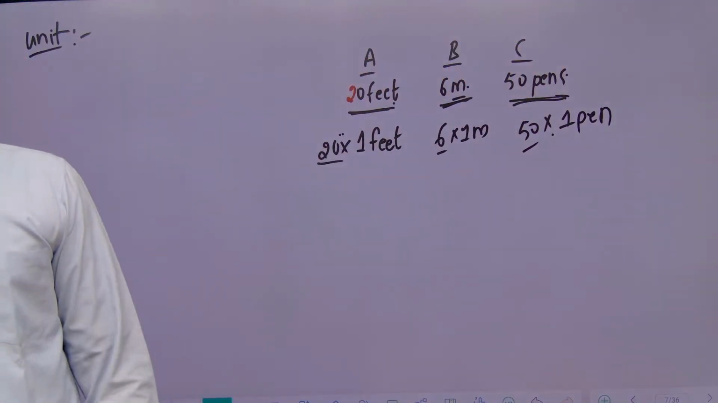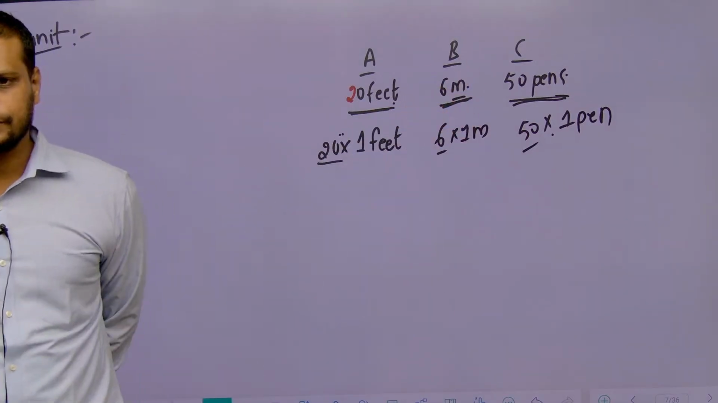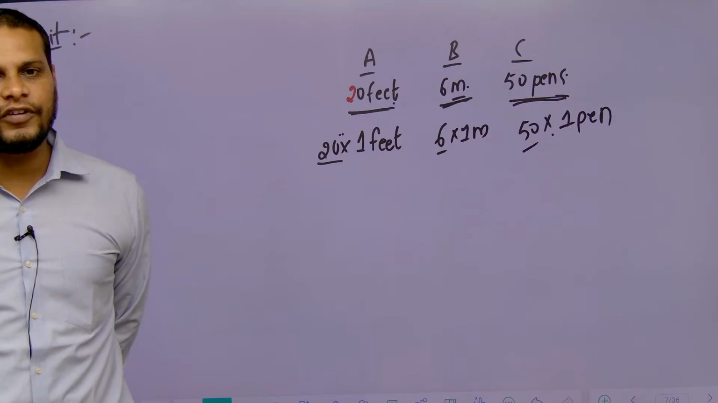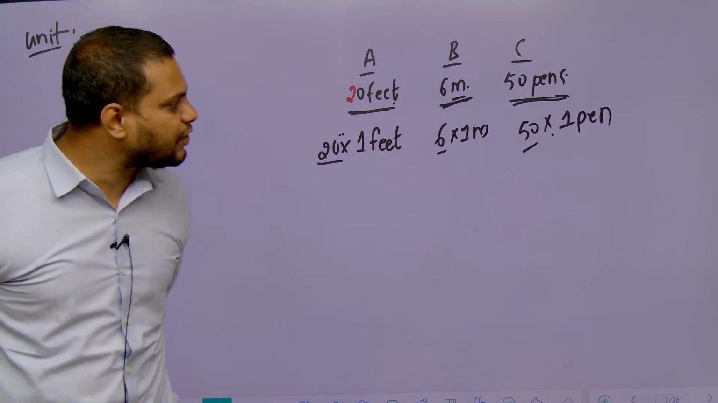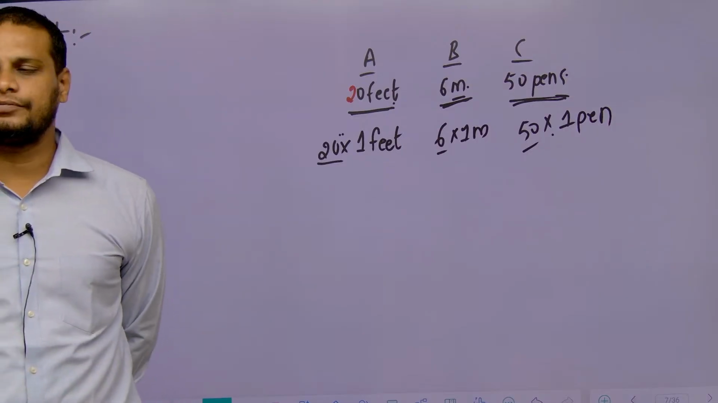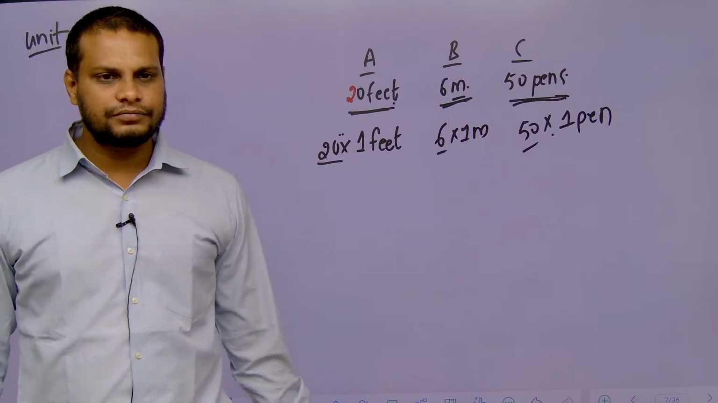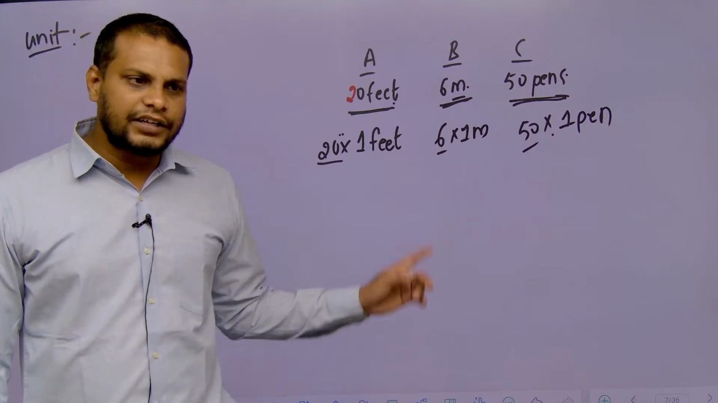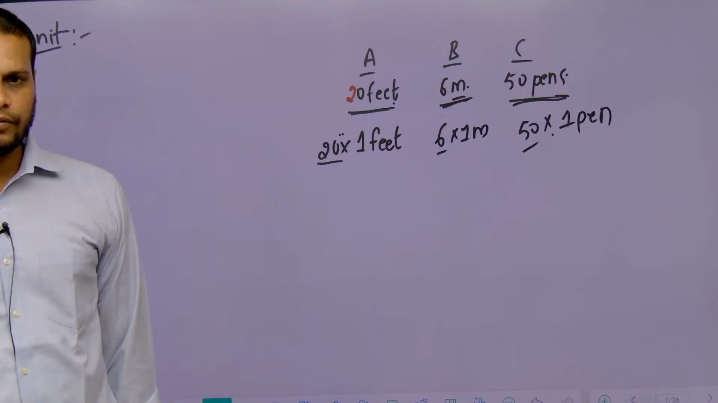And all three are correct only. But different people used different notations. For the first person, what is the unit he considered? Feet. For the second person, what is the unit he considered? Meter. Third person, what is the unit he considered? Pen. For every one of them, their units are defined. Are you clear? Well defined units are there. And that unit multiplied by one number to get the complete distance.